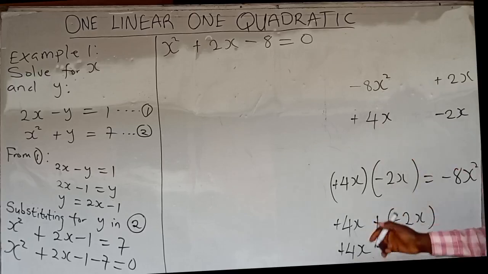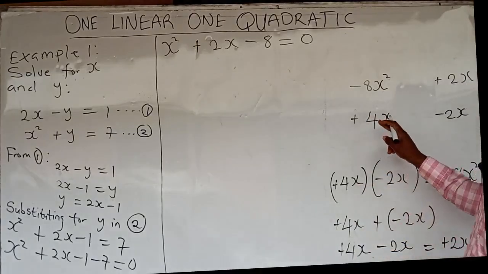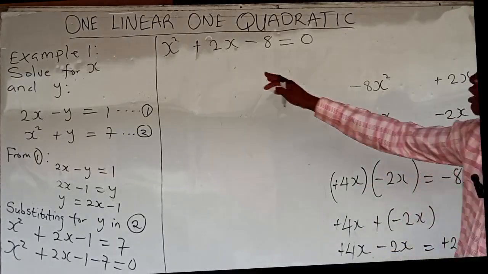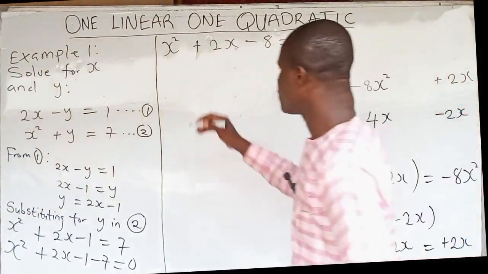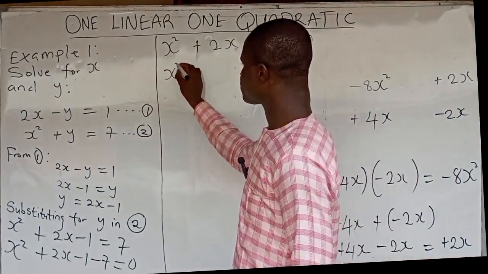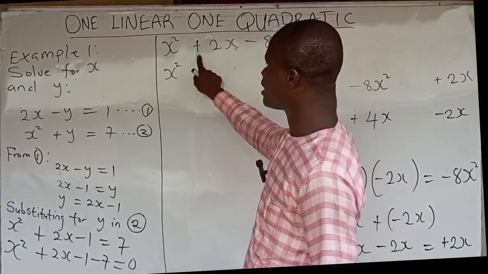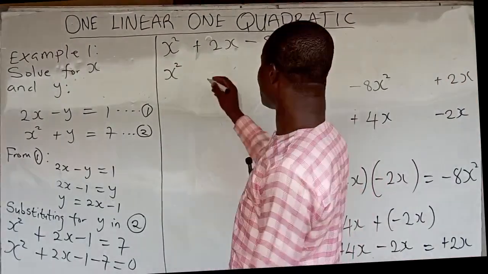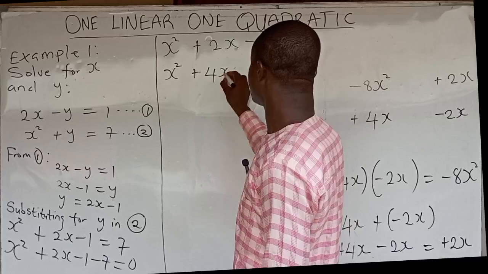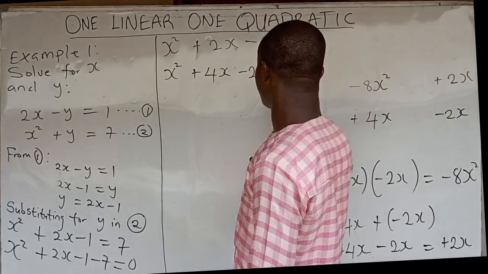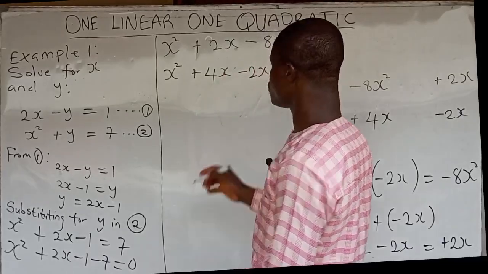So these two numbers work perfectly, and we're going to use plus 4x and minus 2x to replace this number here at the center. So this becomes x squared. Instead of me writing plus 2x, I will now write plus 4x minus 2x, then minus 8 equal to 0.